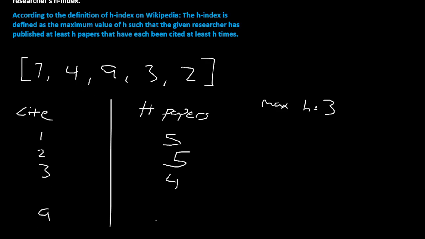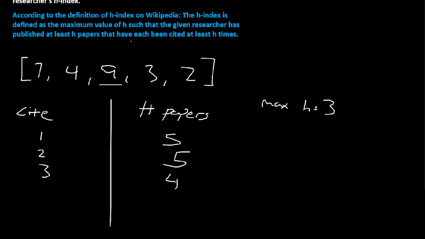Once we get to 9, we'll get only 1, and so on. Of course, we probably won't get to 9. We'll probably only get to 5, as it won't make sense to count beyond 5. If you only have 5 papers, then the maximum H value you can have is 5. If all those papers have 5 citations, then your H value will be 5.